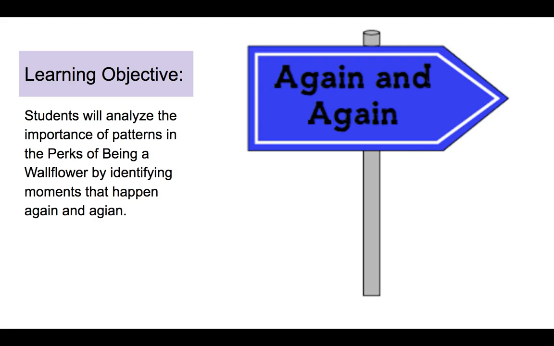This is Mr. Ahrens. I am going to be teaching you a new reading strategy today, and this is it. In the past couple of weeks, we have been looking at characters in The Perks of Being a Wallflower, and at specific moments in the text to try to assign character traits based on what we see. Today, I'm going to teach you how you can also determine character traits by noticing behaviors, phrases, or situations that happen again and again. So, the strategy that we're going to be working on today is called Again and Again.